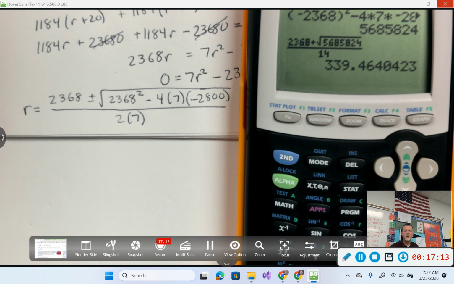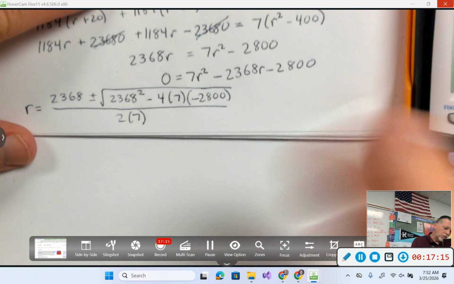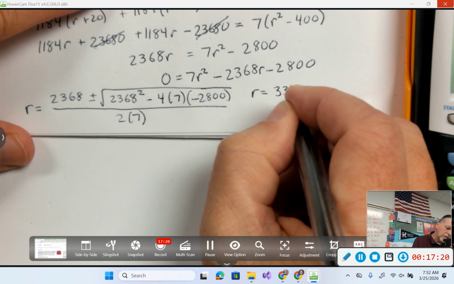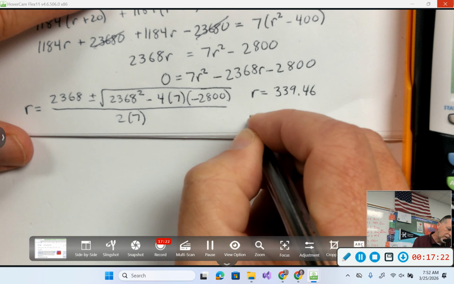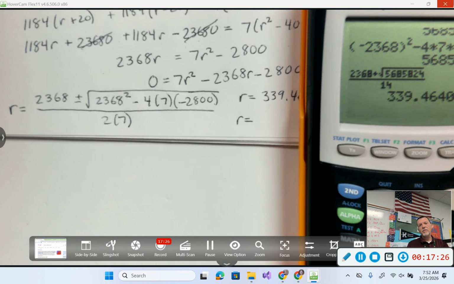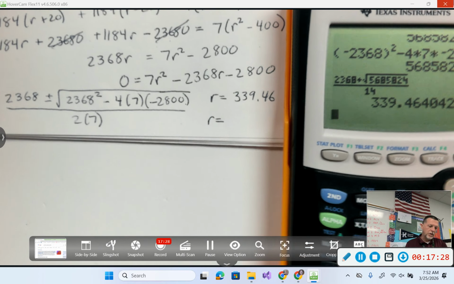Okay, so there's one R. Remember, we only get two answers here. R equals 339.46. I hope that's raising alarm bells in your head, but we'll talk about it in a minute.